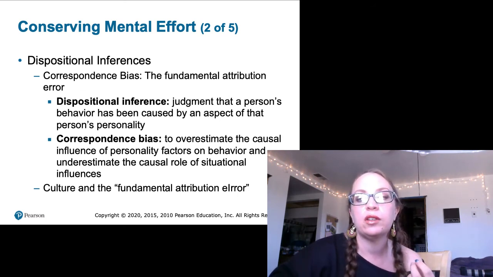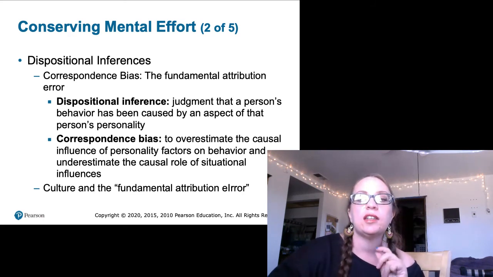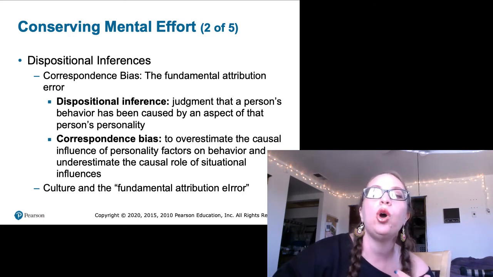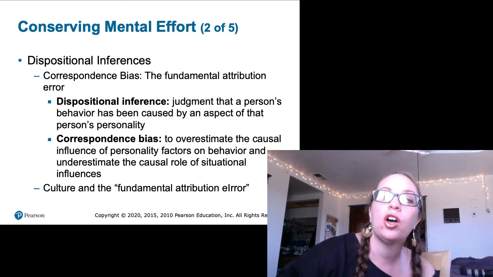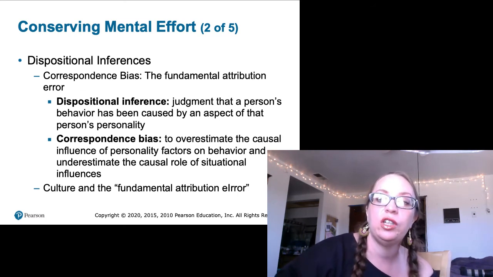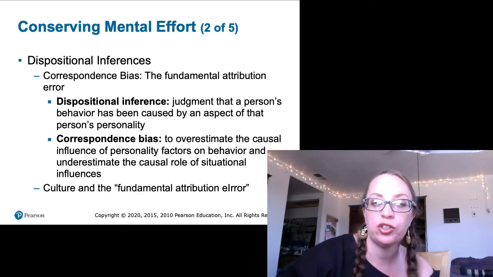However, correspondence bias is the tendency for observers to overestimate the causal influence of personality factors on behavior and to underestimate the causal role of the situational influences. So we are biased towards a dispositional inference. We're biased towards blaming a person's personality, and we call this bias correspondence bias.